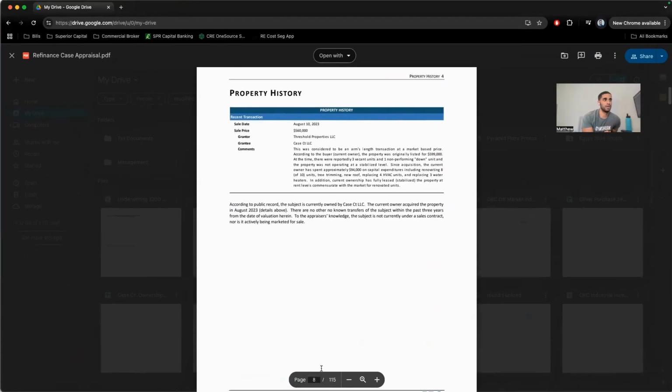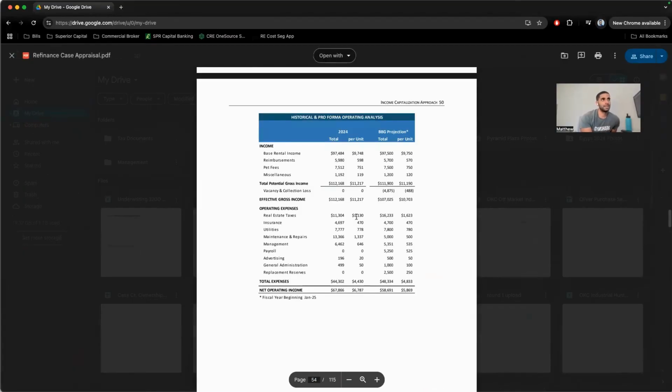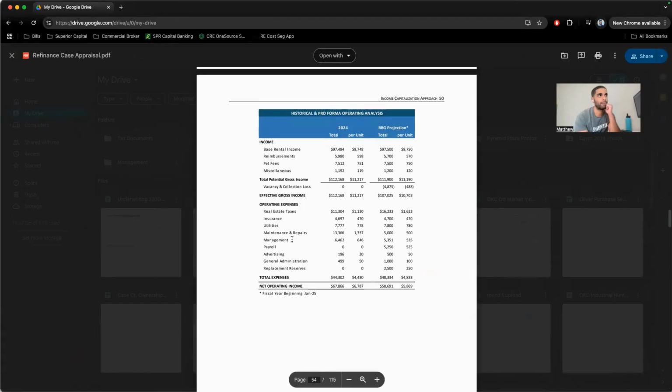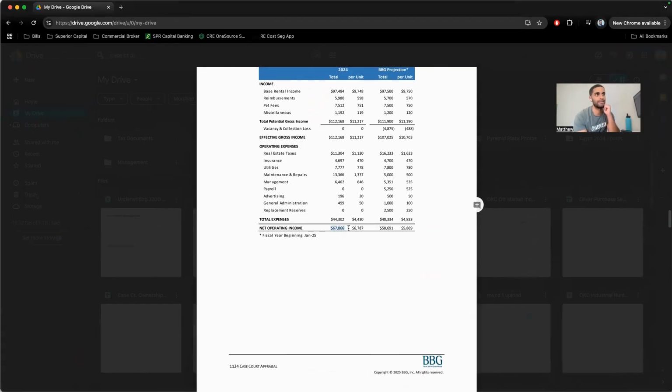So here on this appraisal, if we go to page 54, we see here, this is the numbers that they have where they come up with net operating income for the building. So they're saying that the net operating income is going to be $67,866 for the building. That means out of all, this is the rent that's going to be collected. These are all the expenses that are coming out, and this is what they get.